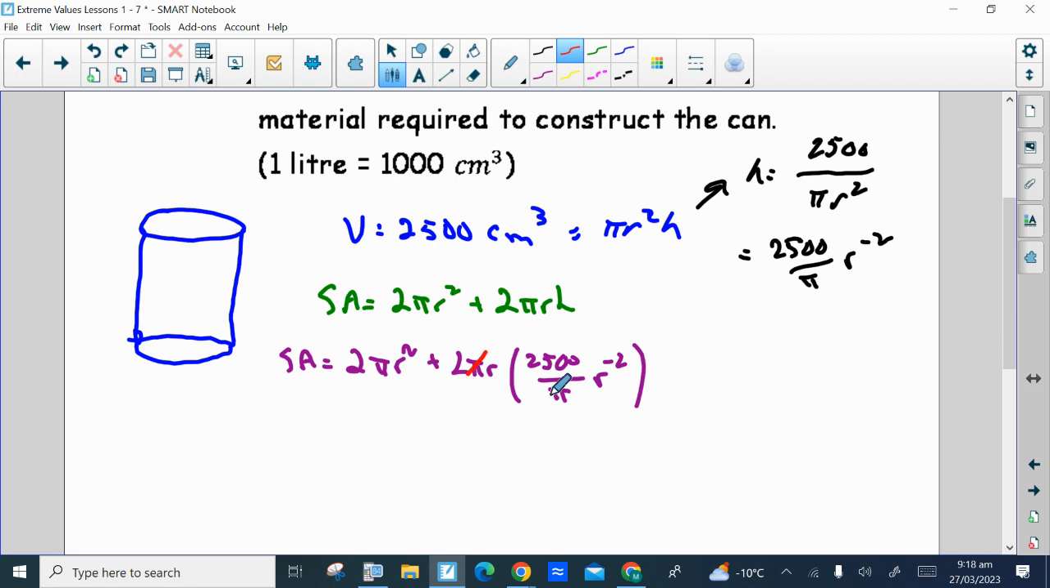The pi's will cancel there. So that's going to make it a little bit easier to work with. So 2 times 2,500 is 5,000, and r times r to the negative 2 will be r to the negative 1. So there's our expression for surface area. And that's what we will differentiate.